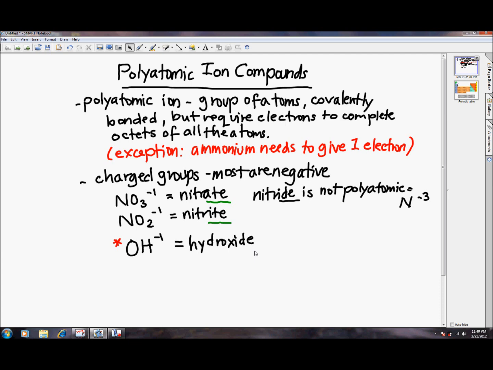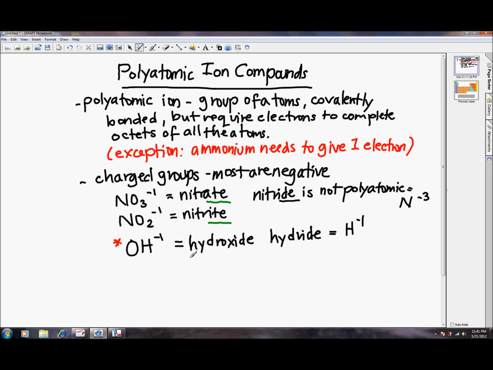This is a polyatomic ion. This is not hydrogen. Hydride would be hydrogen. It's not polyatomic. This would be H -1. This is called hydride. Hydroxide is this. Remember, oxide is just O -2. So you have to be really careful with those.